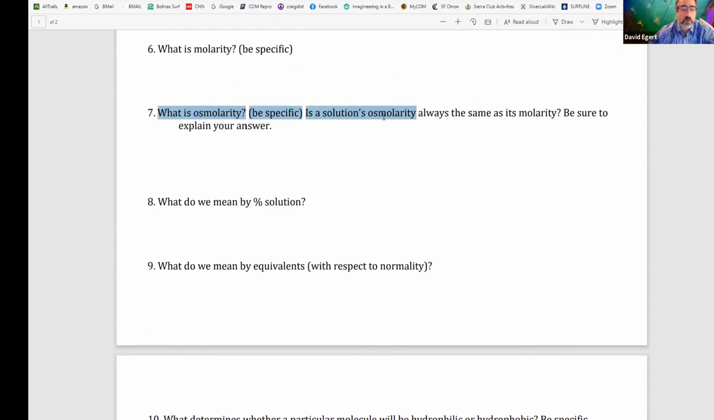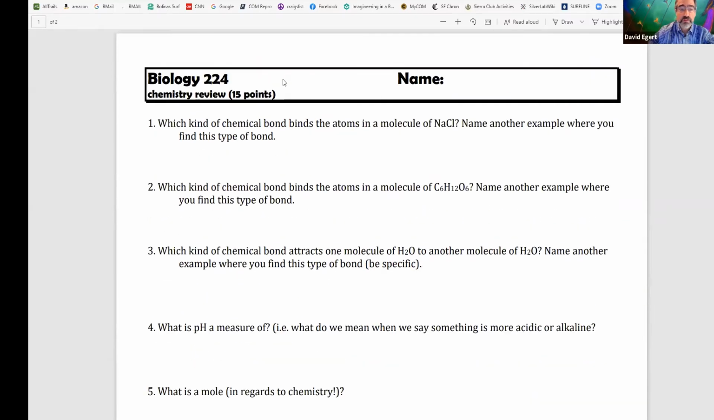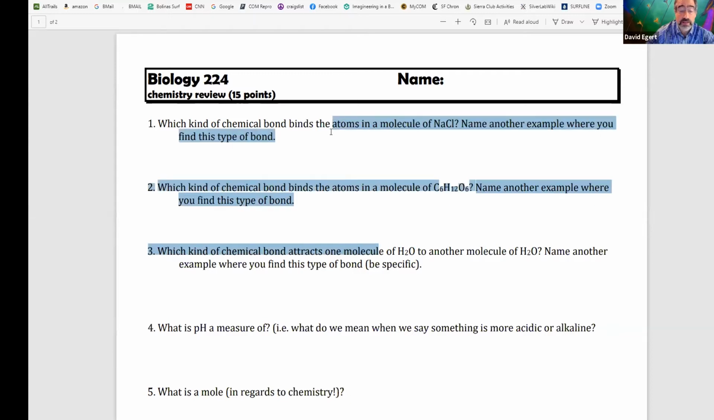You got 1 point if you had moles of particles per liter for the definition, and another point if you said no, it's not always the same. Sometimes it can be higher if the thing dissociates. So 15 points, 15.5 if you count the extra credit. And again, some people got 15 or 15.5. Some people got 9 or 10. If you are one of those, again, go back and make sure you got these concepts, sooner than later.